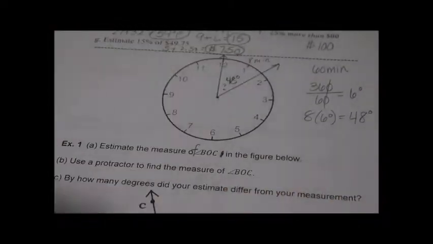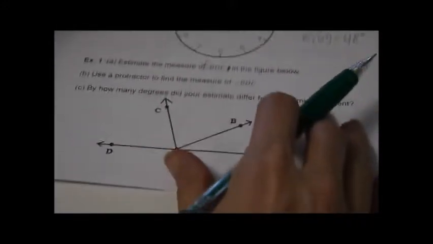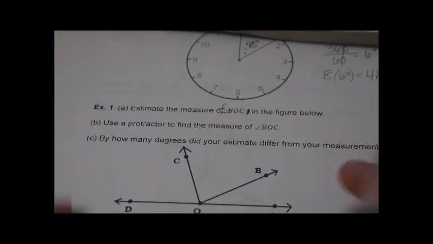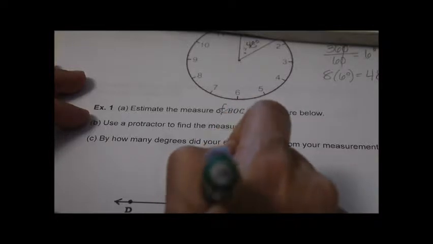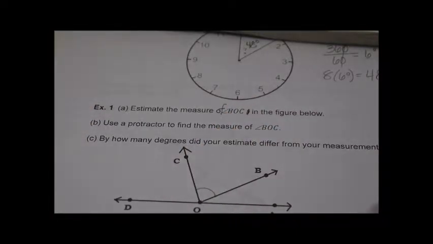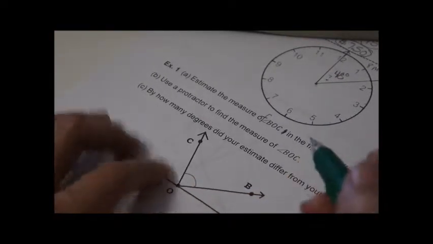Estimate the measure of angle BOC down here in the figure below. It says use the protractor to find the measure. Okay, and then use a protractor and then check the difference. Okay? So, if we estimate, we're looking at this angle here. Okay, one thing they give you a picture of looking at it on a clock. Okay, I kind of like to look at it where this is horizontal with my sight line. So I can tell it's not quite 90 degrees, right?